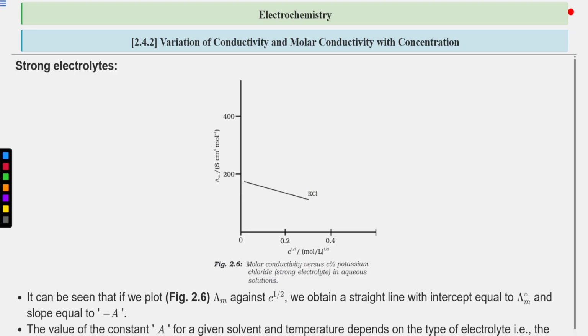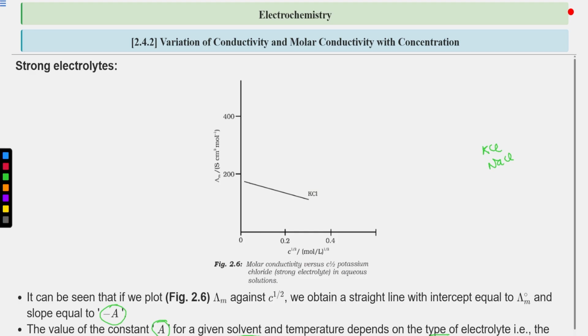The value of the constant A, for a given solvent and temperature, depends on the type of electrolyte. So the value of this constant A for a given solvent depends upon the type of the electrolyte which is present in our solution, that is, the charges on the cation and anion produced on the dissociation of the electrolyte in the solution. That's why we are saying the type of electrolyte. What is the type of electrolyte you are using? Either potassium chloride or sodium chloride, whatever you are using.